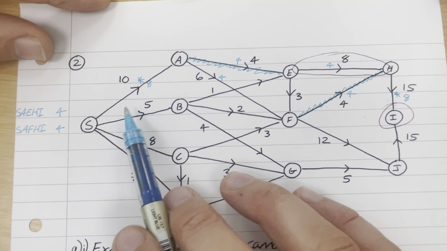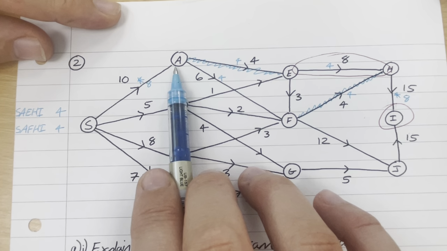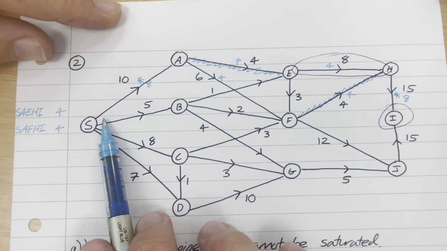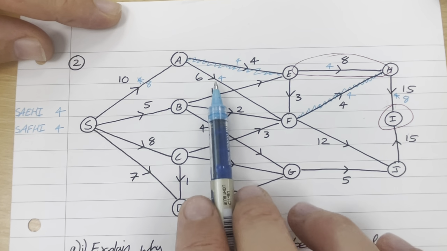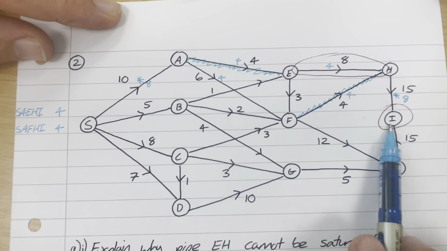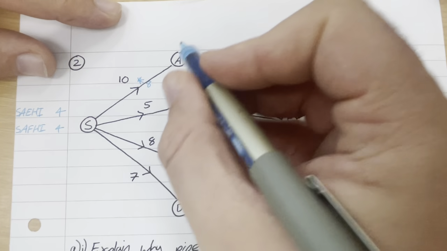Okay, I don't think I can do anything else with this arc because I can't push anything else through AE. And, oh no, I could come down here actually. Yeah, let's do that. Let's send 2 there, 2 there, 2 there, and 2 there. So that's got capacity of 2, that's got capacity of 2, that's got 12, and that's got 15. So I can push 2 going that way. That then finishes the A route.